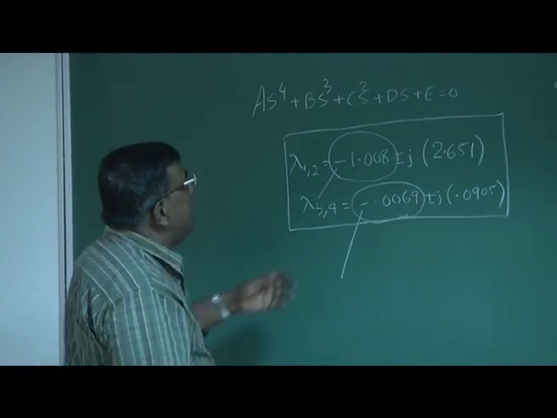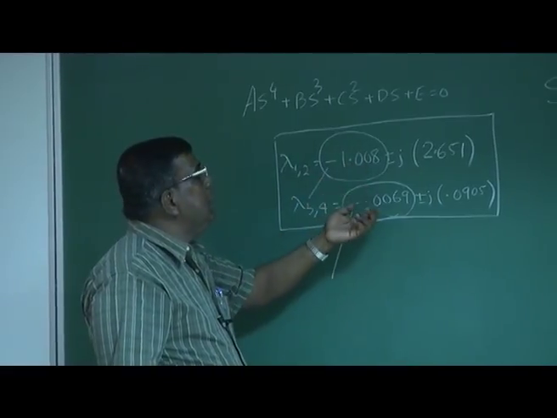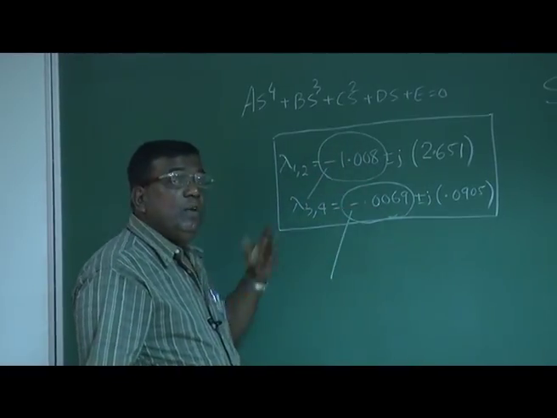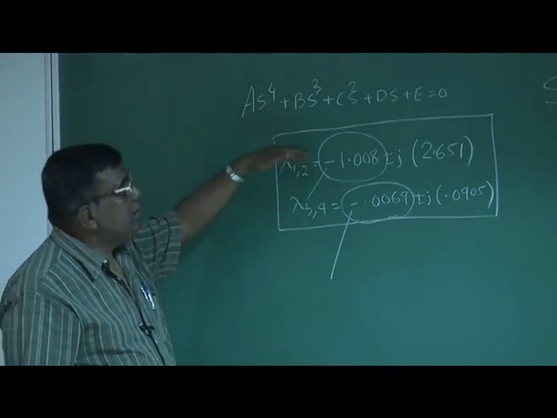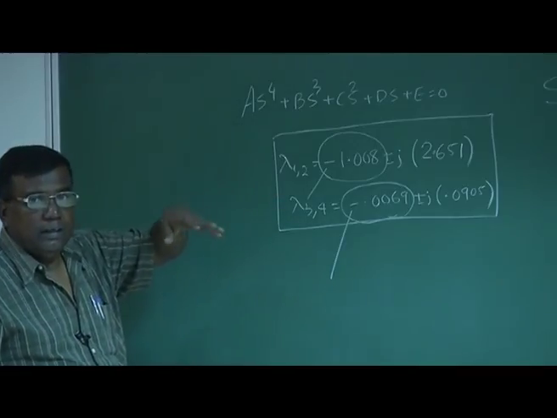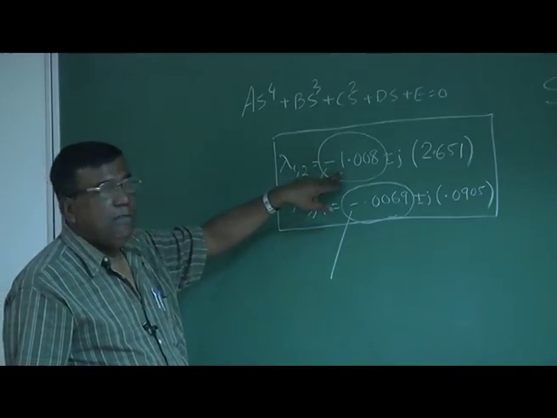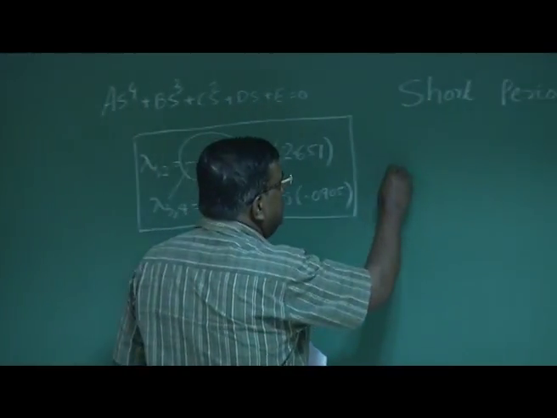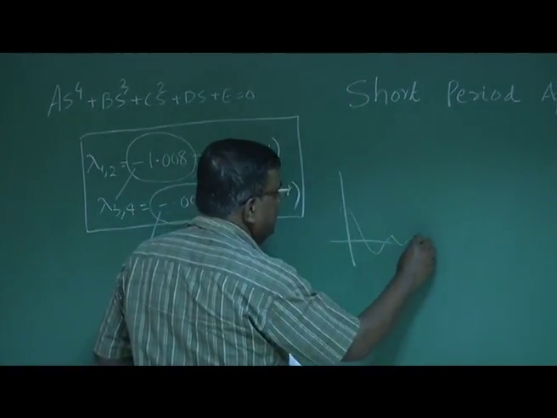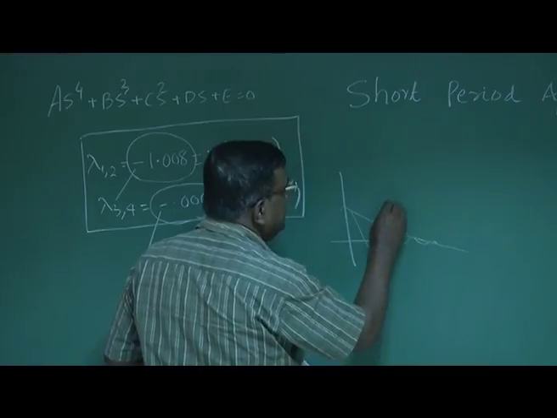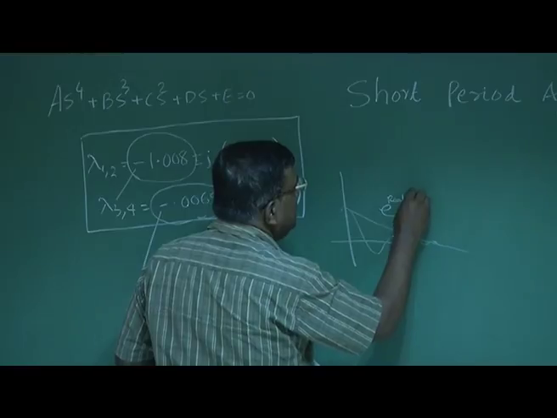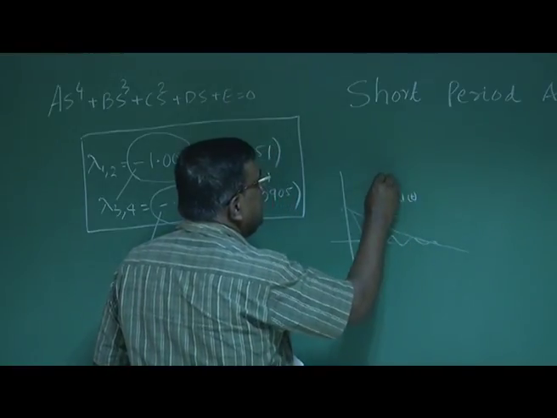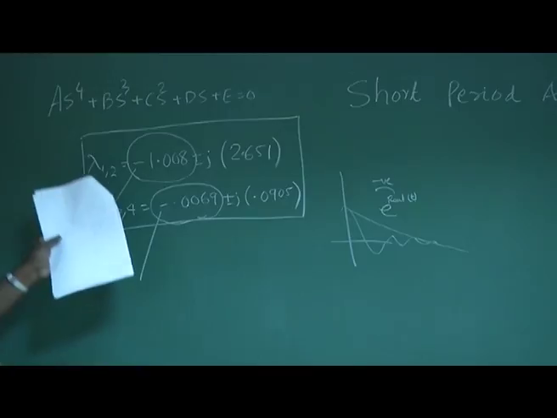Now, there is another difference that you could see: this value is minus 1 and this is 0.0069. So which one will decay faster? This will decay faster. This excitation, almost like a second order excitation, will decay faster because you know that for a second order system, the decay envelope is governed by e to the power real part times t. And the real part being negative, naturally this will decay faster as compared to this, right?